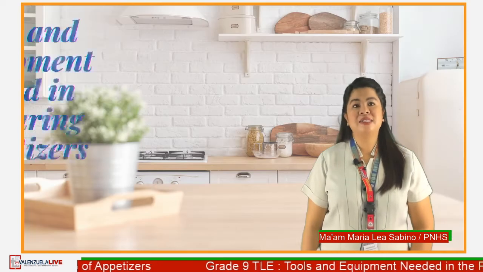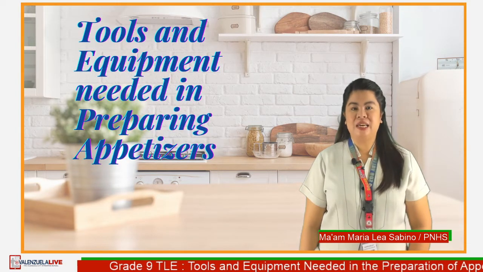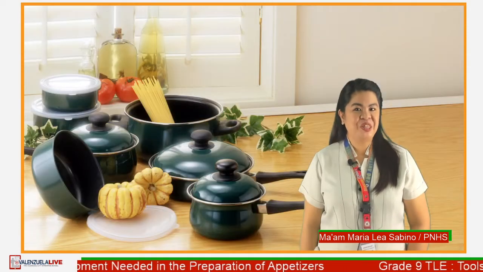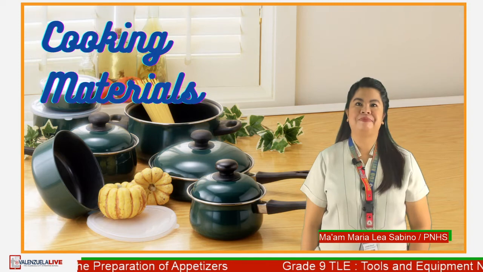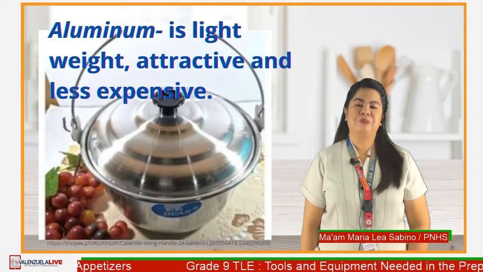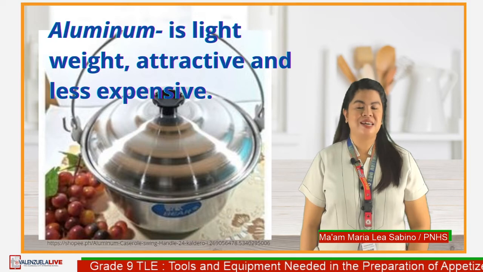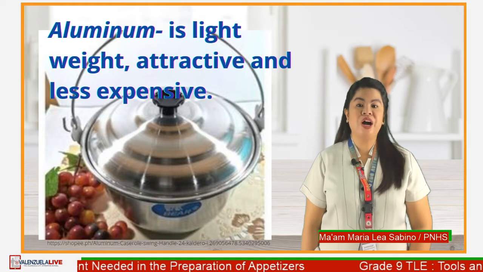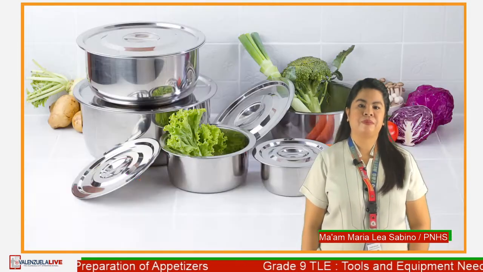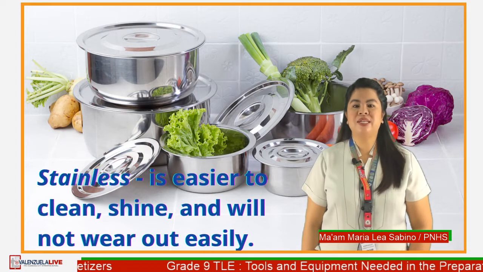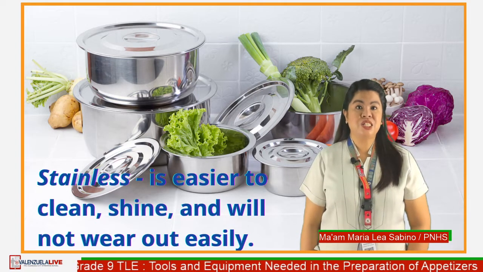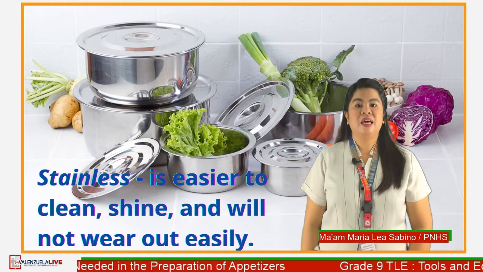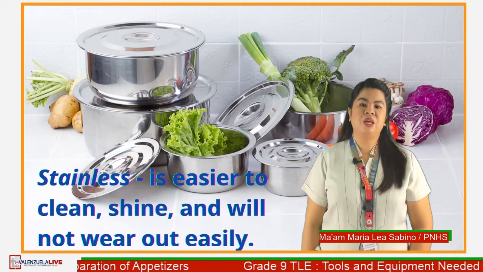Now, let us identify the tools and equipment needed in preparing appetizer. First, under the cooking materials. Aluminum, a lightweight, attractive, and less expensive. Also a great conductor of heat, which makes an ideal choice for cookware. Next, we have the stainless. It is easier to clean, shine, and will not wear out easily. It can take a high heat, won't rust or chip, and won't break if you drop it.